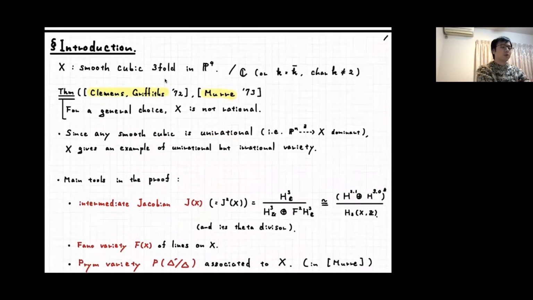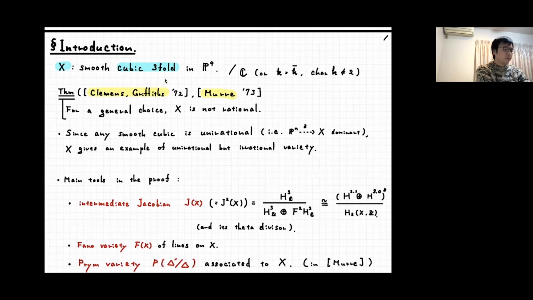So as an introduction, I want to introduce the plan of today's talk. Let me assume that X is a smooth cubic threefold in P4, and for simplicity, I want to consider here only over C, or generally one may consider the case of an algebraically closed field with a characteristic which is not equal to 2.